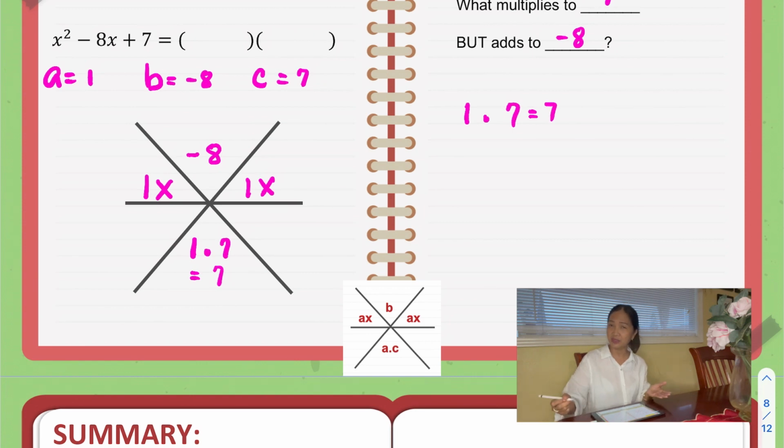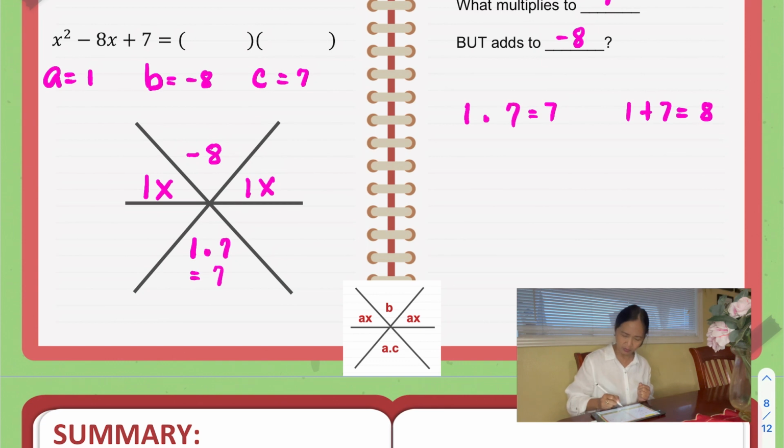When I add these two numbers, 1 plus 7, that gives me an 8, which is not what I need. What I need is a sum of negative 8. So what can I do to make it right? Remember that if you multiply two negative numbers, the product is always positive.